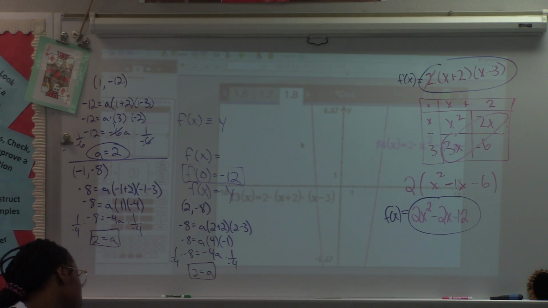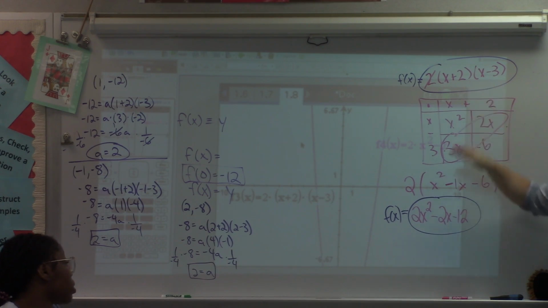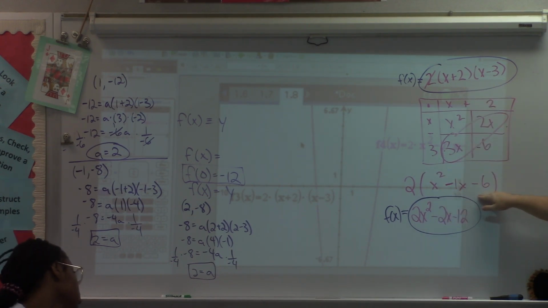So what is it that some of us were forgetting? To distribute. Notice that 2 is not just on the x squared. X plus 2 times x minus 3 was x squared minus 1x minus 6. But what is in front of all of that? The 2. And so if I distribute that 2, then I get equivalent equations.